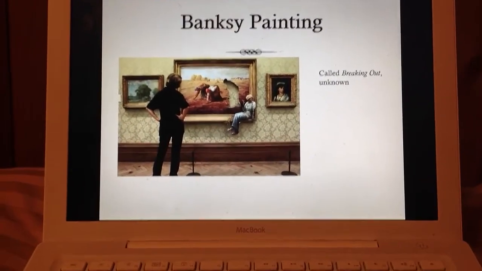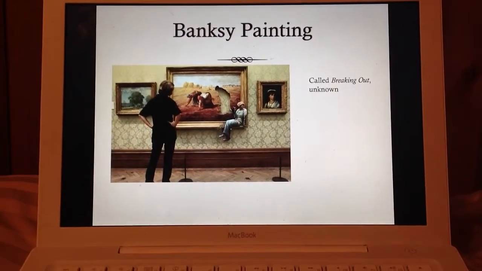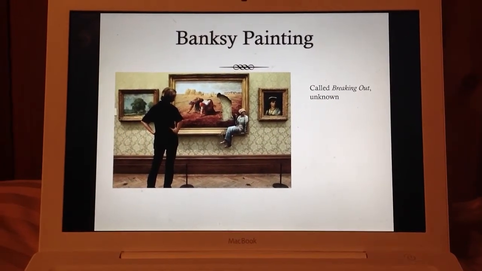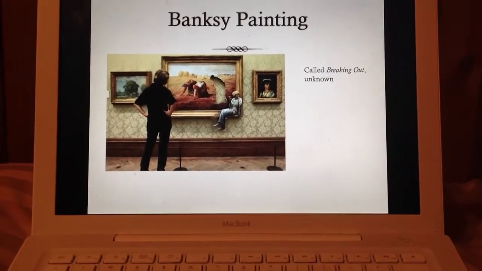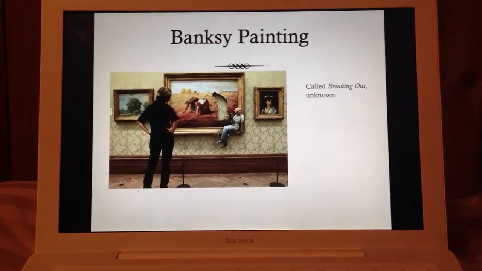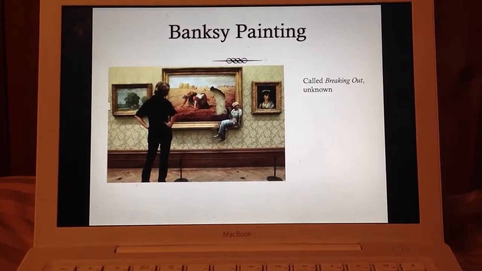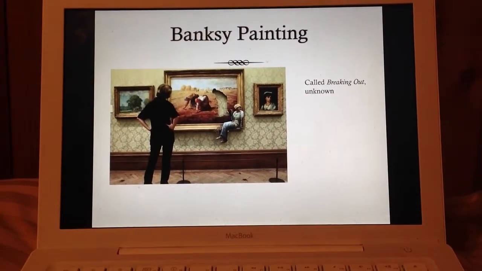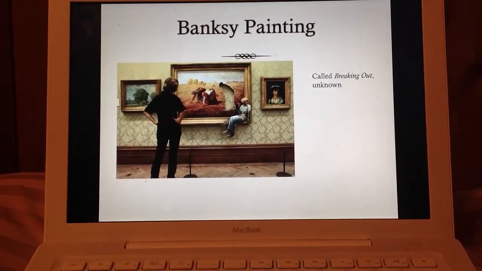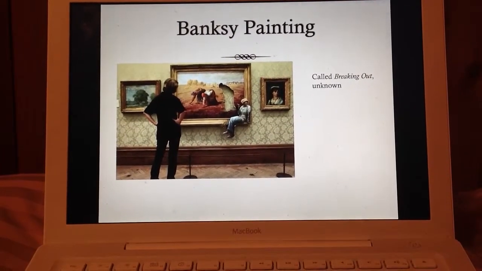And for my last example in the contemporary time of sublimity, we have a Banksy painting. This painting is termed Breaking Out. It really does not have an official title, but when Banksy did his pop-up art show, it was kind of a surprise, he didn't really title any of his paintings, so they've termed this one Breaking Out, and the date is unknown as well.